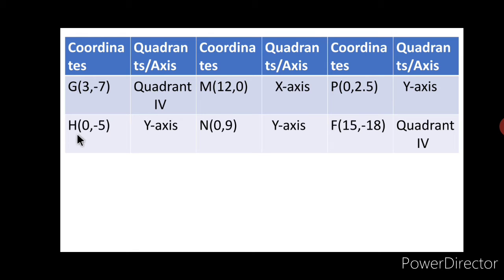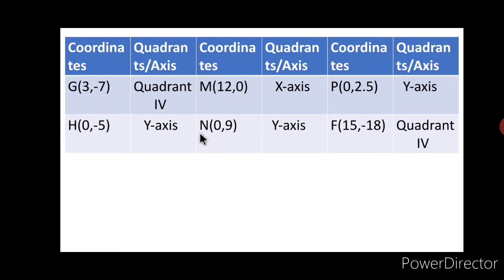Then H point. Its x coordinate is 0 and y coordinate is -5. X coordinate is 0 and therefore this H point lie on the y axis. Then M point. X coordinate is 12 and y coordinate is 0. Because of y coordinate 0, this point lie on the x axis.